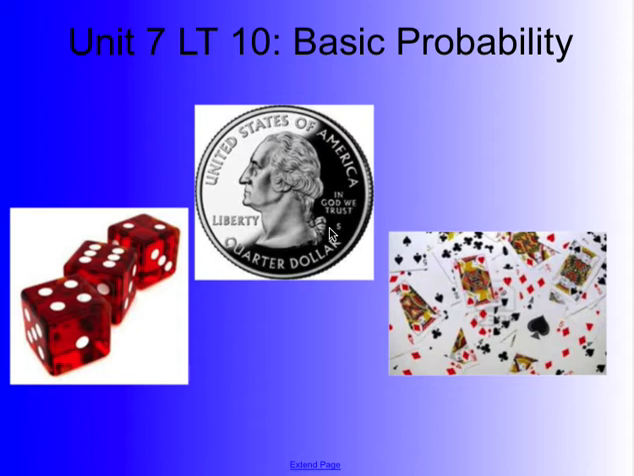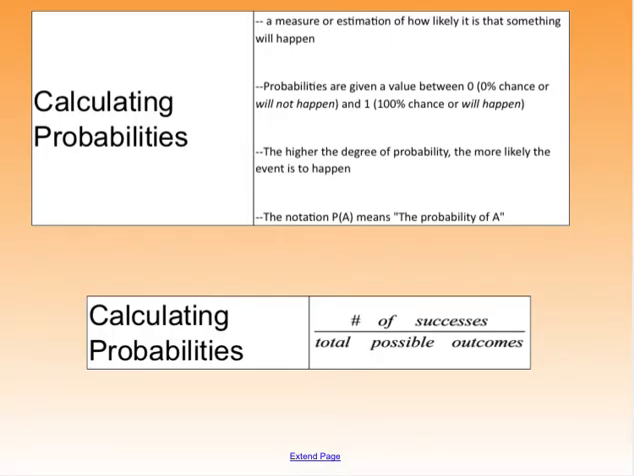Hey ladies and gentlemen, this is Miss Humbert here, and today we're going to be doing Unit 7 Learning Topic 10. So we're going to be talking about basic probability and how to calculate probability. So let's start by just talking about what probability is. Probability is a measure or an estimation of how likely something is to happen.